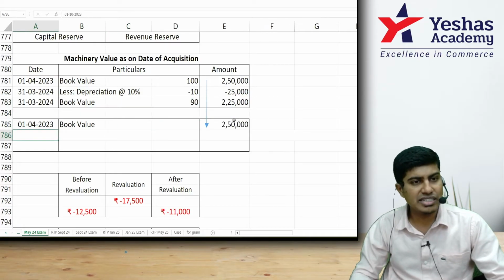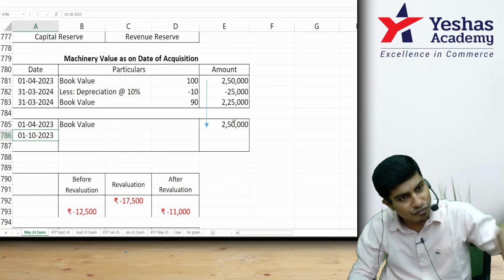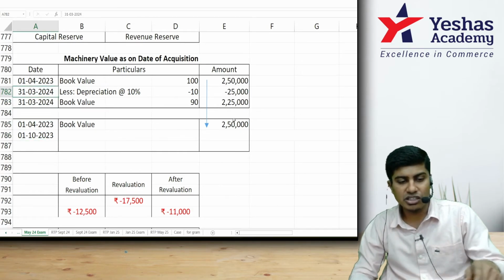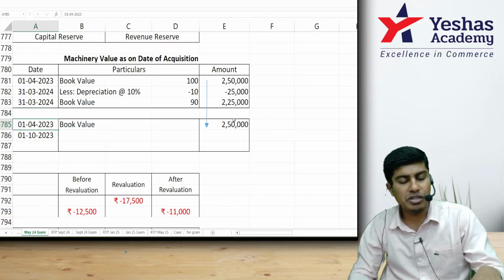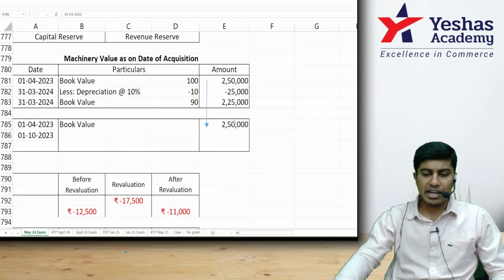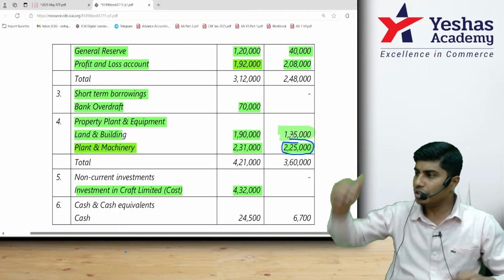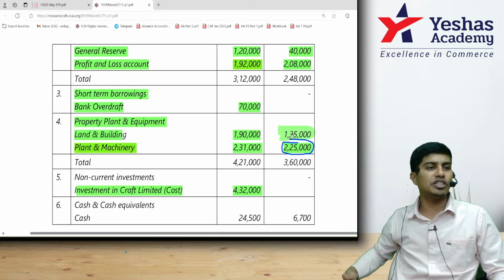The acquisition is happening on 1st of October. So revaluation is also happening on 1st of October. 1st of October is not the end of the year. Here we charge it full year depreciation to arrive at 31st March value. Here I should deduct depreciation for 6 months to arrive at 1st of October value. If you observe in the standalone balance sheet, the value of the asset is 2,25,000. This is 2,50,000 depreciated for full year. Now we should depreciate for 6 months, do revaluation and then do depreciation for 6 months.